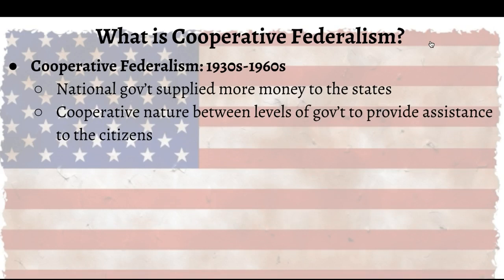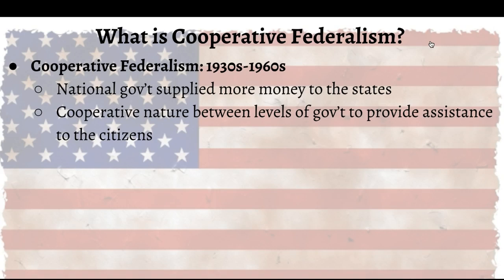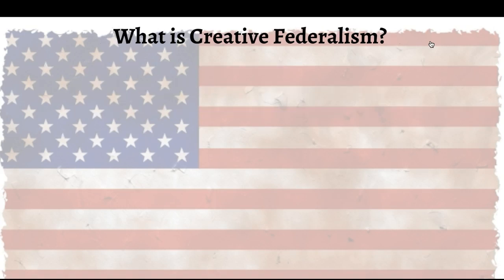The cooperative nature between the levels of government is to provide for the assistance of citizens. And so the state and national government are going to cooperate to ensure that the citizens are taken care of. As I was just saying, this is really going to begin in the National Depression when the government got more involved with the citizens' well-being. And so we're going to start to see significant levels of cooperation between the state and the national government, with the national government funding most of these new programs and these new ideas so that the general welfare of the citizens can be taken care of.